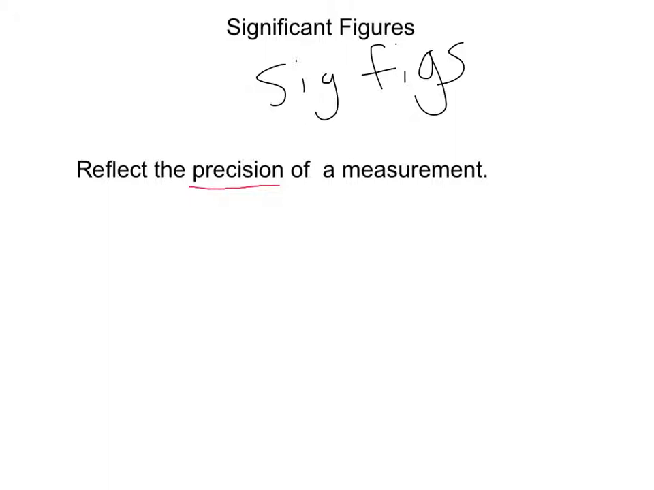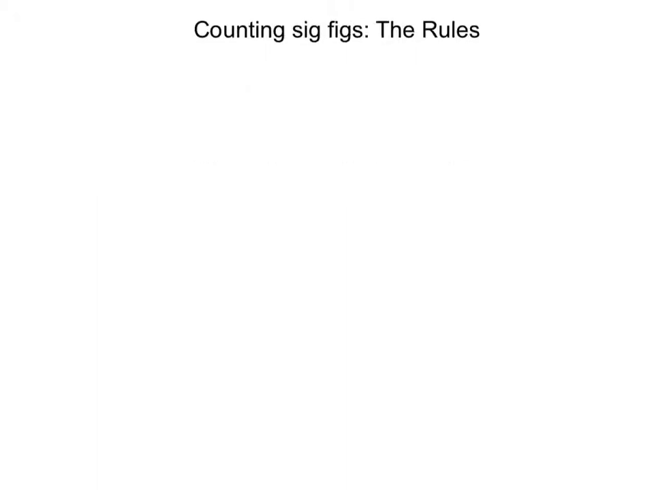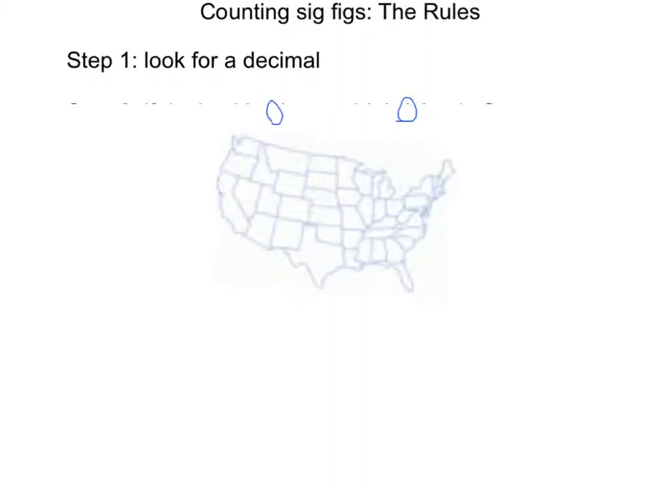First, we're going to talk about how to count sig figs, and then I'll tell you what the purpose is and what it means. So step one, when you're counting the number of sig figs in a number, you just look for the decimal point. If the decimal point is absent, meaning there's not one, I want you to think Atlantic Ocean.